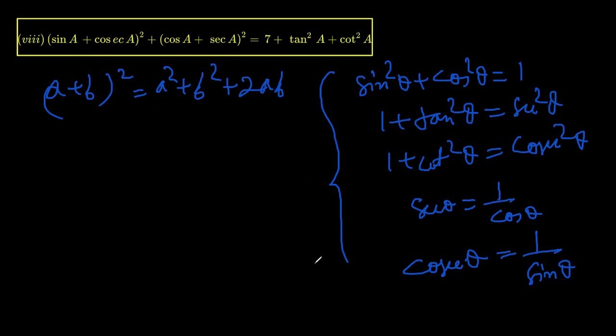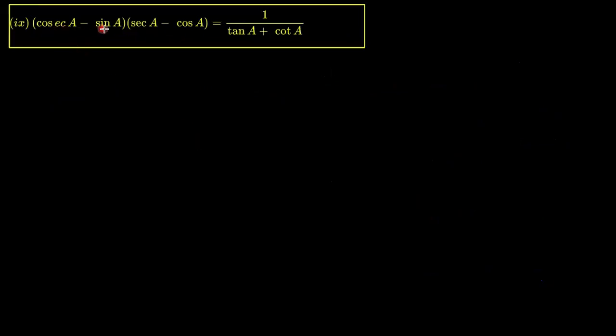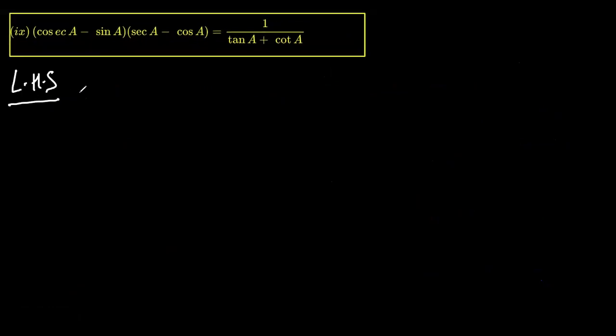Yes, and next we have this question: (sec A minus sin A)(cosec A minus cos A) is equal to 1 over tan A plus cot A. Again, since sec, cosec, sine, cos, everything is there, it will make sense to change everything into sin and cos. So let's start from the left hand side. Cosec A is 1 over sin A, and minus sin A as it is.